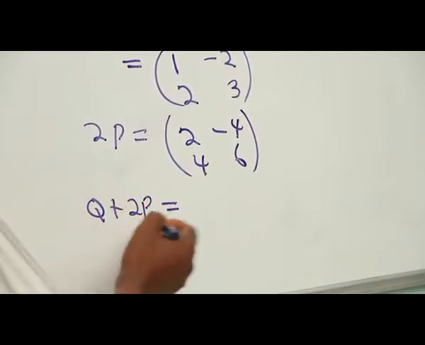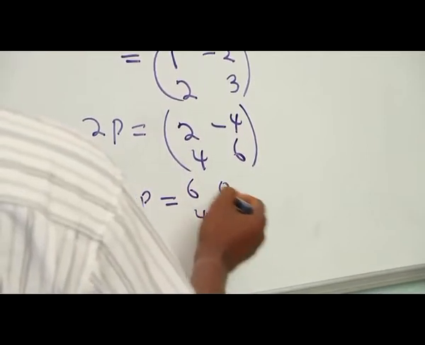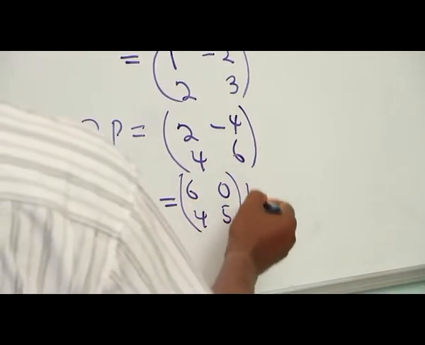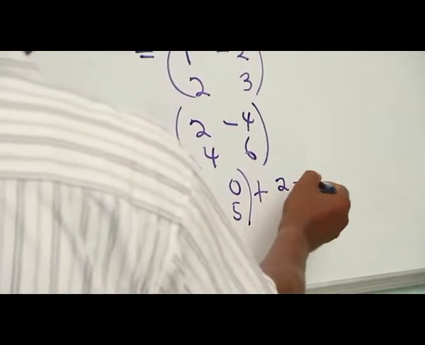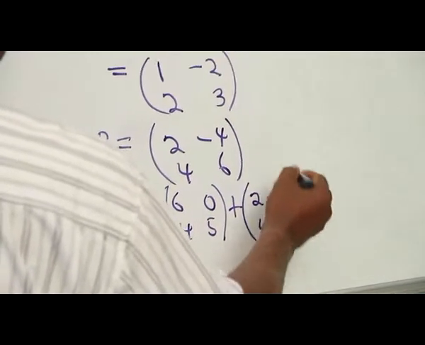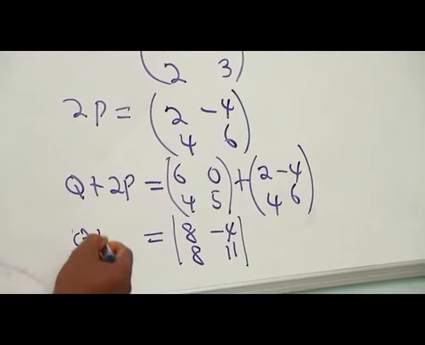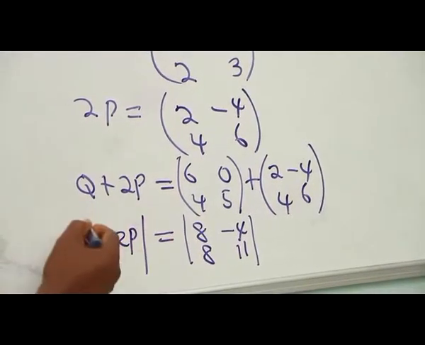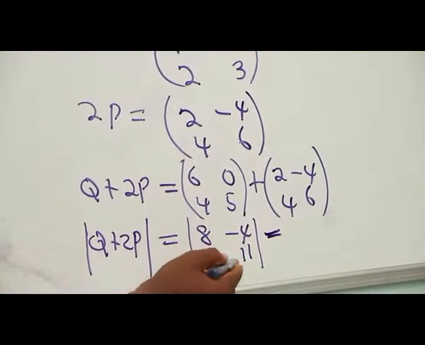Our Q is 6, 0, 4, and 5. And this should be added to the matrix 2P, which is 2, minus 4, 4, and 6. And when you add this, you will have our Q plus 2P, the determinant, will now be equal to this. We evaluate this one.